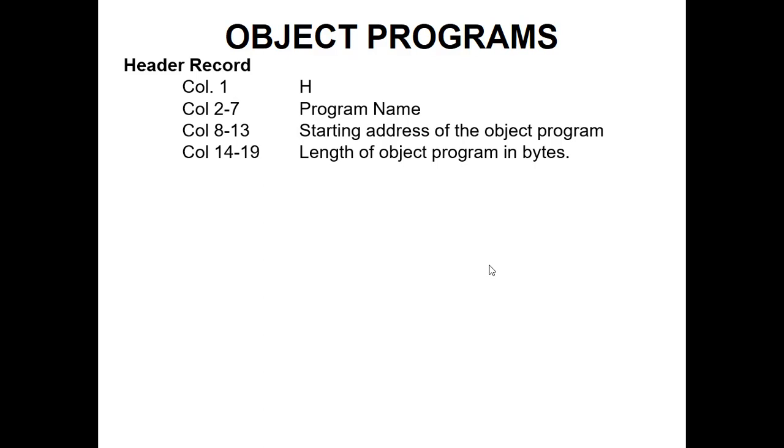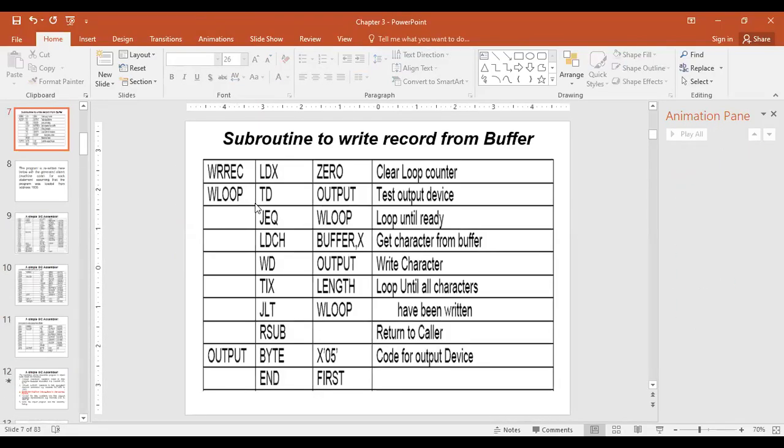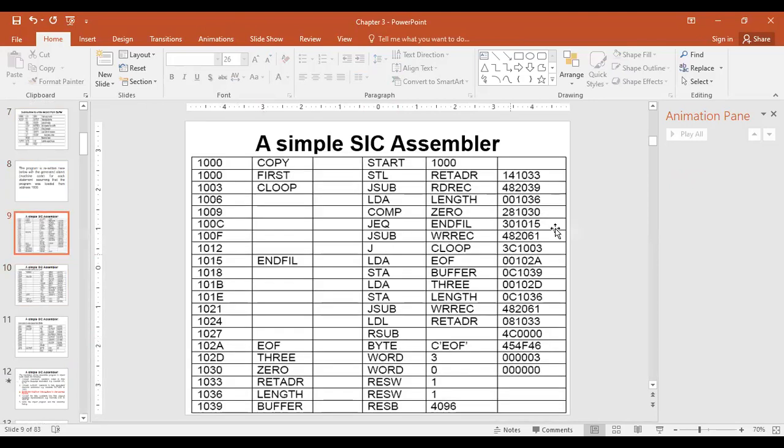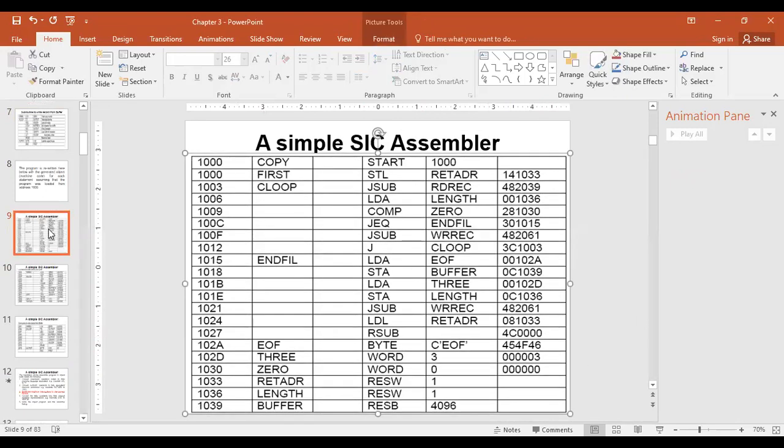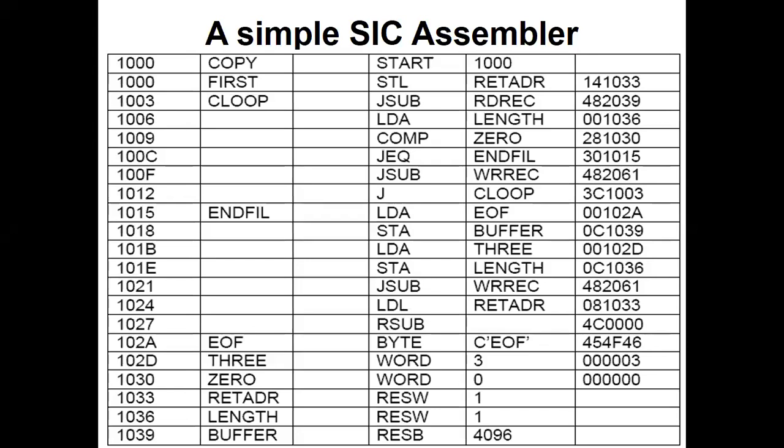Now, let us generate the header record for this program which we have seen, the program which was translated into machine language. Let us look at this header record first. Do you see this screen here? Do you see our program here? Yes, we can see. If you can see it, then let us write the header record.